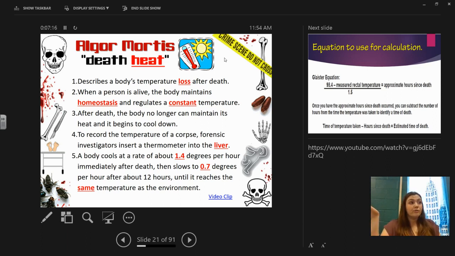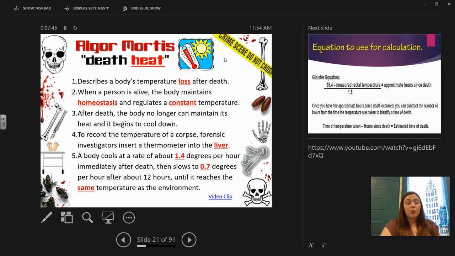If you're in a tropical rainforest, that's 121 degrees outside, you're going to heat up. That's more than 98.6. If you are in chilly weather, that's 40 degrees outside, well, you can't withhold your 98.6, so you're going to start cooling down. To record the temperature of a corpse, forensic investigators insert a thermometer into their liver, or actually it's a rectal thermometer if they're just on site. And the body cools at a rate of about 1.4 degrees per hour immediately after death.